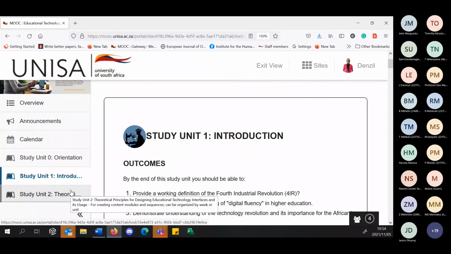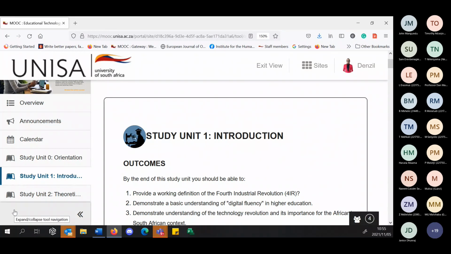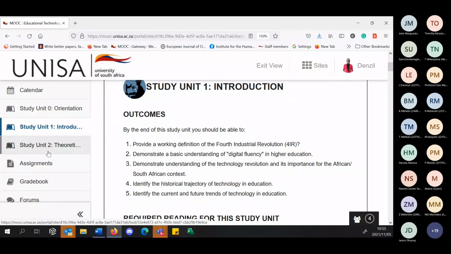So, colleagues, by next week Friday, what I normally do is allow you flexibility time to go through this. I don't want to overwhelm you. Next week Friday, early morning, I then release the next study unit. So study unit 3 will be released next week Friday.